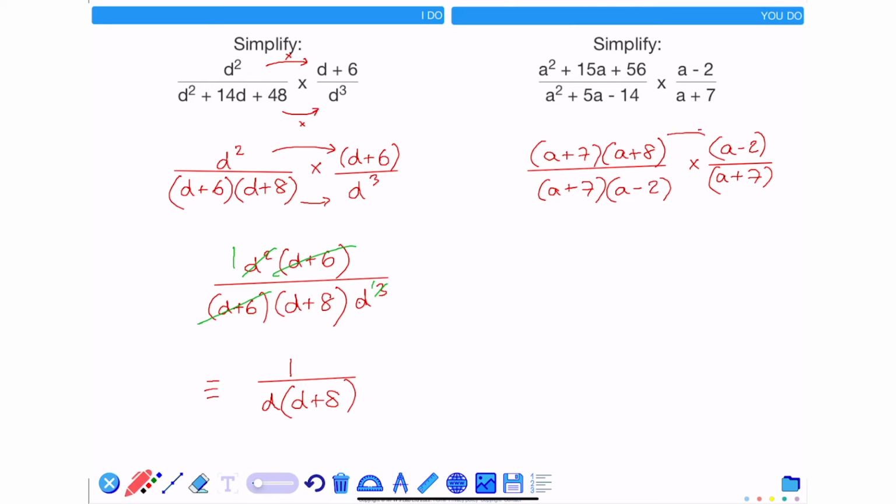Now multiplying my numerators and my denominators together would give (a plus 7)(a plus 8) multiplied by (a minus 2). And this will all be over (a plus 7)(a minus 2)(a plus 7).